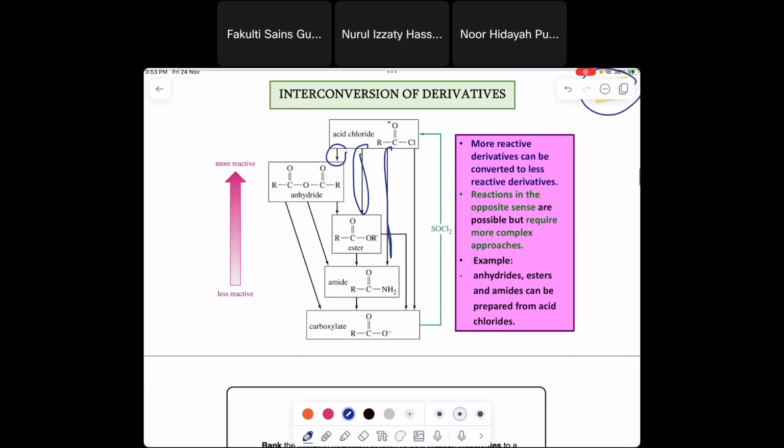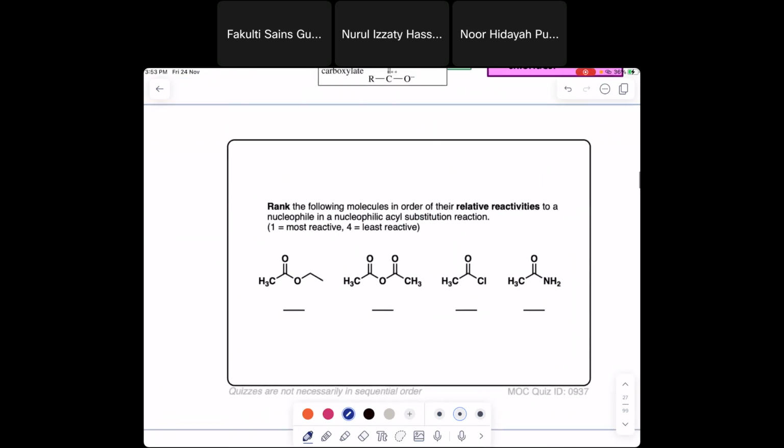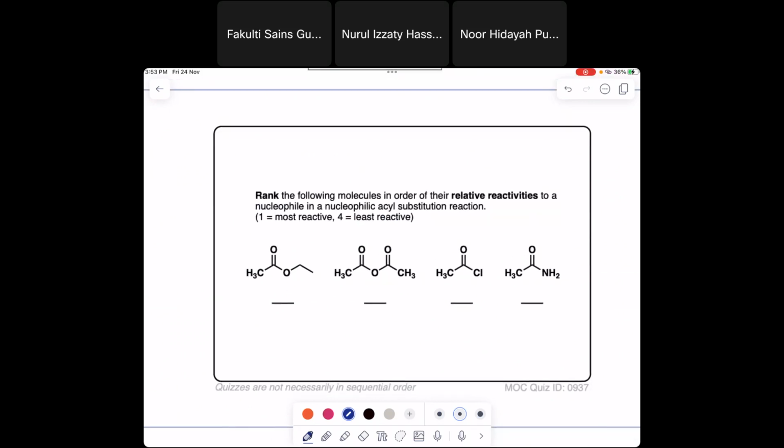Tapi dia ada mention kat sini reaction in the opposite sense are possible, tapi mungkin required more complex approaches, mungkin a catalyst or anything else. Macam tu. Okay, so kita pergi pada the first exercise untuk this. Okay, rank the following molecules in order of the relative reactivity to the nucleophile in a nucleophilic acyl substitution.